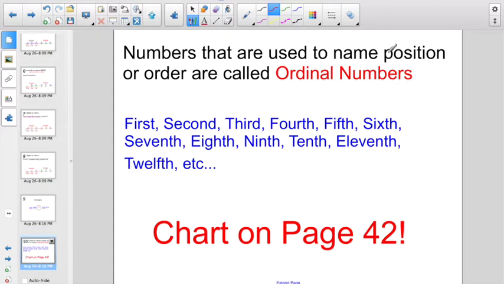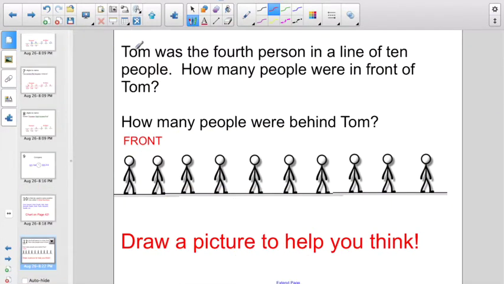So again, something kind of new. Numbers that are used to name position or order are called ordinal numbers. Not 1, 2, 3, 4, 5, 6. First, second, third, fourth, fifth, etc., etc. And there's a chart on page 42. So you're going to be asked some questions like this. I highly recommend drawing out a picture to help you think, because ordinal numbers can be just a little bit tricky sometimes until you catch on.